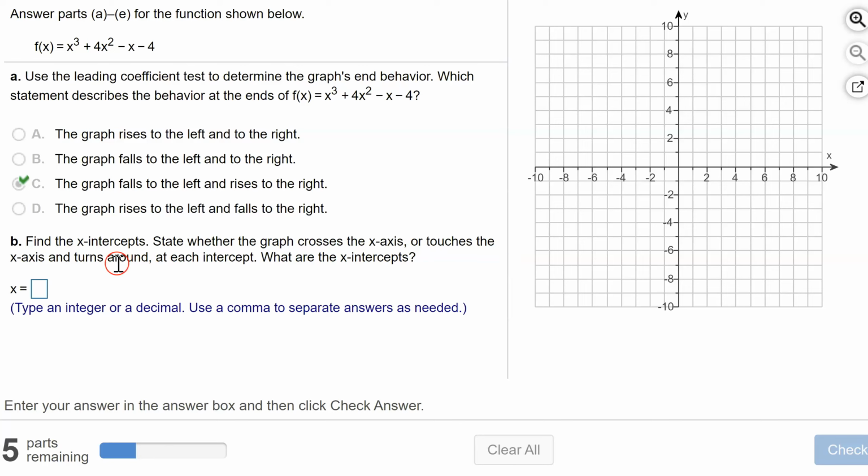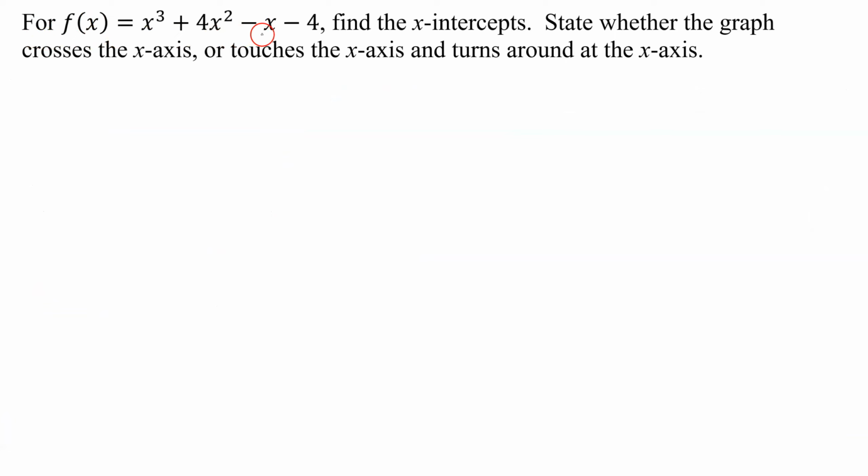Next part, we have to find the intercepts and decide whether they cross or touch the x-axis. So I'm going to need to go to my scratch paper. So I'm going to put the video on pause for a second. So here's my function, and I need to find the x-intercepts. Remember, to find the x-intercepts of a graph, it's the same as saying find the zeros of the function.